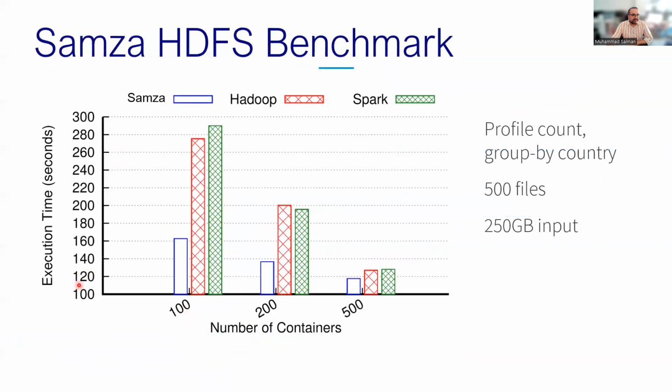And finally, they show the execution time against their rivals. For example, the blue one is SAMZA, the red one is Hadoop, and the green one is Spark. We can see that SAMZA outperforms every other rival. Hadoop requires a lot of execution time, and the same goes for Spark. For 100 containers, SAMZA outperforms both of them. Also, when the number of containers increases, SAMZA is still better in terms of execution time, while the execution time of Hadoop and Spark increases as we increase the number of containers. And with 500, SAMZA is still better.